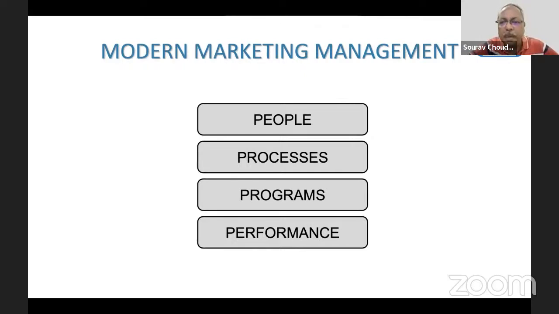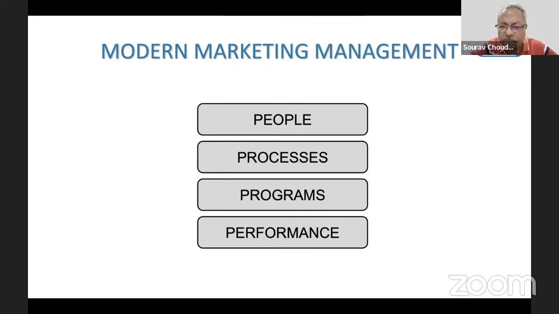The better the people, the better your marketing and the better your revenues and sales, the better your business. If you have a good team, if you have good people, you will have good business. If you don't have good people, you will not have good business. And it's the responsibility of the organization to not only hire good people, but train them and motivate them to make them good people. So people are that important for marketing.